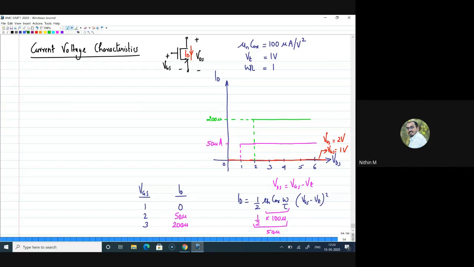If I continue, I'll write for one more. Say for 4 volts, what will be the current? 4 minus 1 is 3, 3 squared is 9, 9 into 50 is 450. Then you will get a current of 450 microamps. But from which value of VDS? From VDS equal to VGS minus VT, 4 minus 1, which is 3.